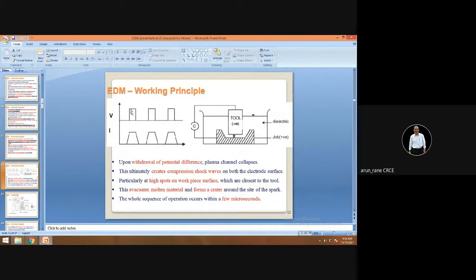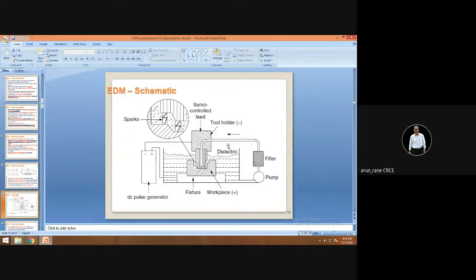This is a waveform, that is voltage and current, and this is the tool which is negative, and the workpiece is positive. So this is your on time and this is your off time. During the on time, the cutting takes place. Remember that there is a very small gap, 5 micron. The tool is never touching the workpiece, because the moment the tool touches the workpiece, that means it is shorting. The shorting has to be avoided. There should not be any shorting.